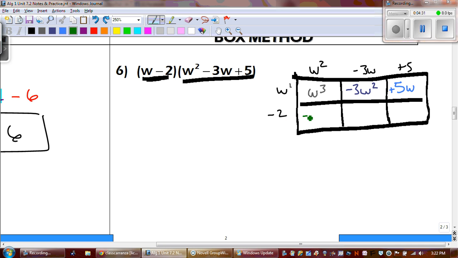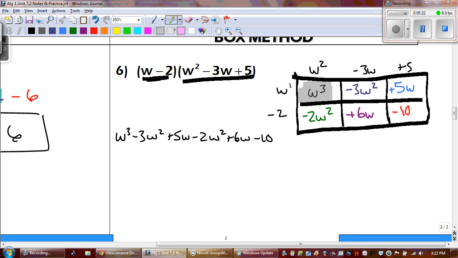Negative 2 times w squared gives us negative 2w squared. Negative 2 times negative 3w, well, a negative times a negative is a positive 6w. And then the last is negative 2 times 5. Negative 2 times 5 is negative 10. Okay? And now we can do this one of 2 ways. We can just write everything out. Minus 3w squared plus 5w minus 2w squared plus 6w minus 10. Or we can just look in the box and try to combine our like terms.